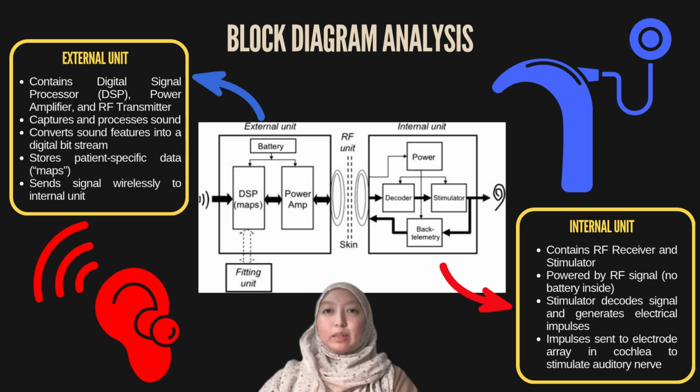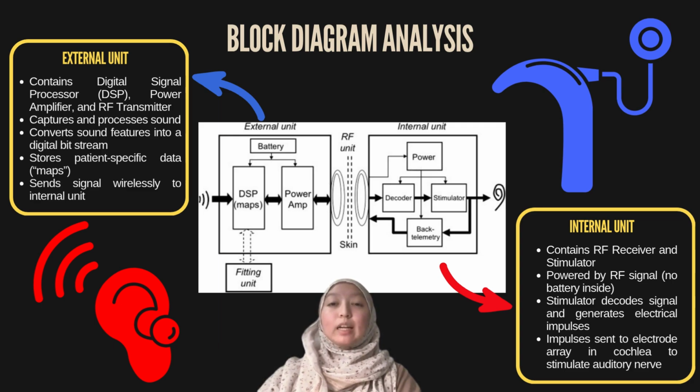Let me briefly explain the block diagram of the cochlear implant system. It has 2 main units, the external unit and the internal unit. The external part, also called the speech processor, contains a digital signal processor, DSP, a power amplifier, and an RF transmitter. The DSP captures sounds, extracts important features, and converts them into a digital bit stream.